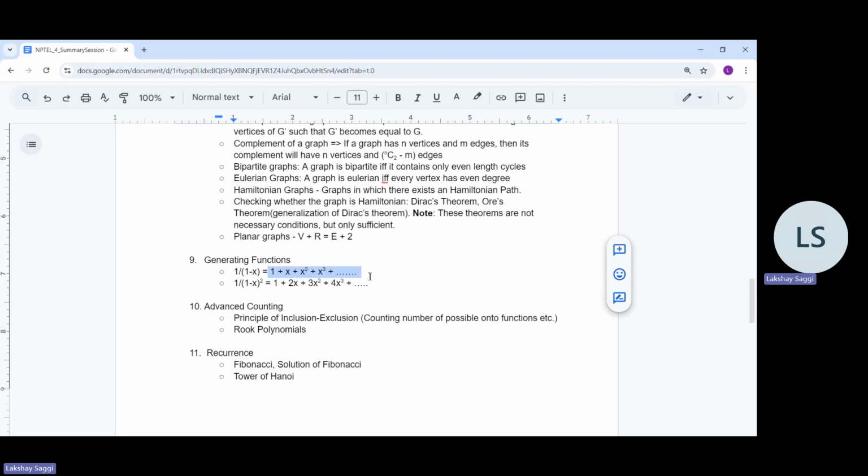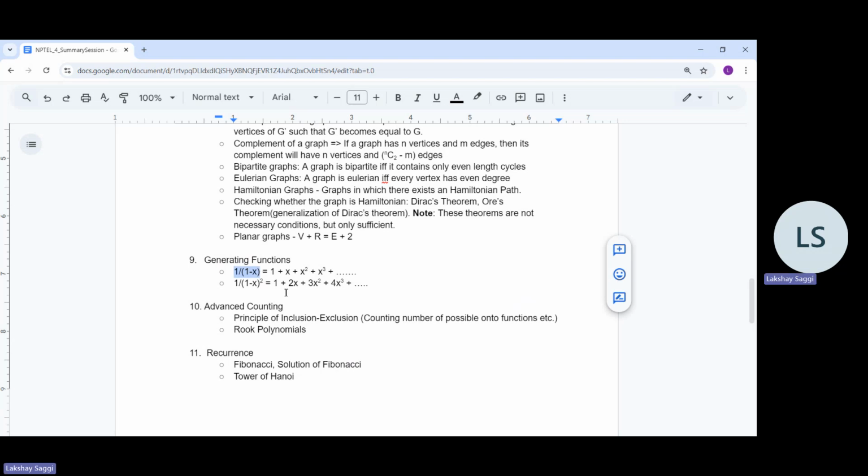Note that the coefficients of all these powers of x correspond to a sequence of numbers, right? If we write down the coefficients, then the sequence obtained is 1, 1, 1, 1, 1 and so on. So what we say is the generating function for this sequence will be this, 1 plus x plus x squared plus x cubed and so on. And this can be written succinctly as 1 by 1 minus x also.